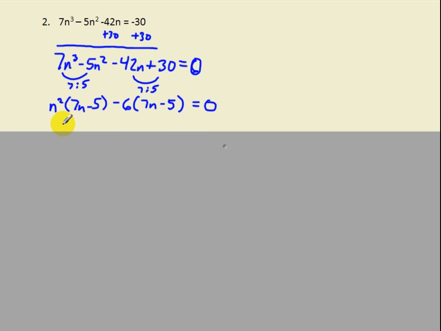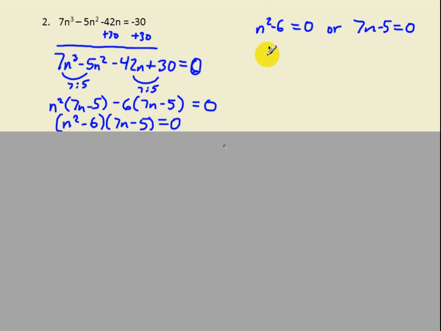That equals 0. So we get n squared minus 6 all times 7n minus 5 is equal to 0. So now we have one simple product equal to 0. That means that either n squared minus 6 equals 0 or 7n minus 5 equals 0. Here we would add 6 to each side and then take the square root. Make sure that you take both the positive and negative square root of 6 because both will work here. Or add 5 to each side, 7n equals 5, and then divide by 7. So we end up with 5/7.